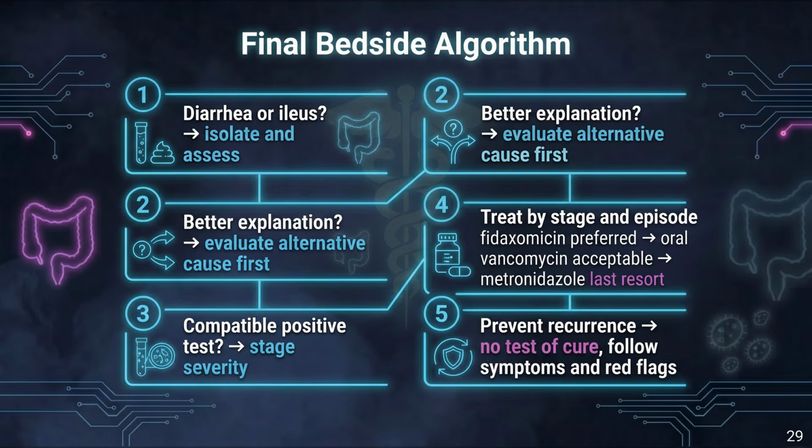This is the final bedside algorithm. If there is diarrhea or ileus, isolate and assess. If there is a better explanation, evaluate that first. If testing is positive and clinically compatible, stage severity. Treat by stage and episode number, remembering the hierarchy. Fidaxomicin preferred, oral vancomycin acceptable, and metronidazole only as a last resort. Then prevent recurrence with discharge counseling, no test of cure, and symptom-based follow-up.